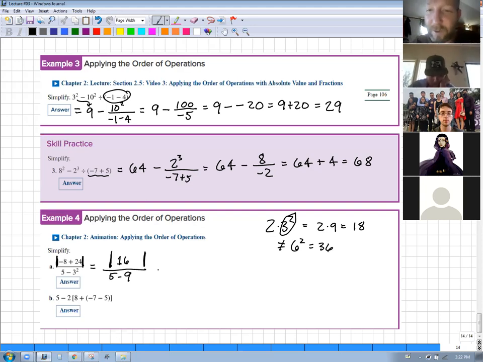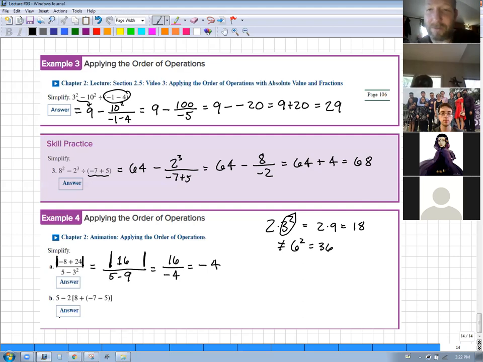All right, to continue with part A here, the absolute value of 16 is just 16. Remember, absolute value asks you how far away is this number from 0. So 16 is 16 away from 0. On the bottom, we have a negative because 5 minus 9 is a negative 4. So since we have a minus, we have to keep it, and 16 over 4 is 4.